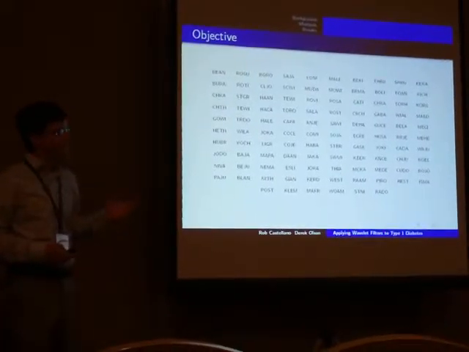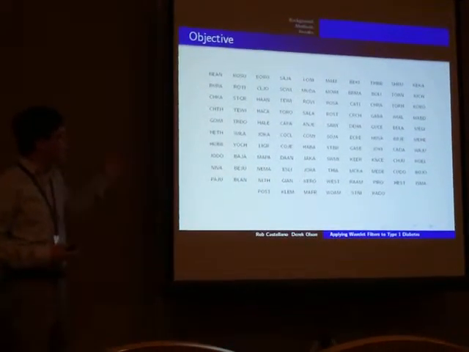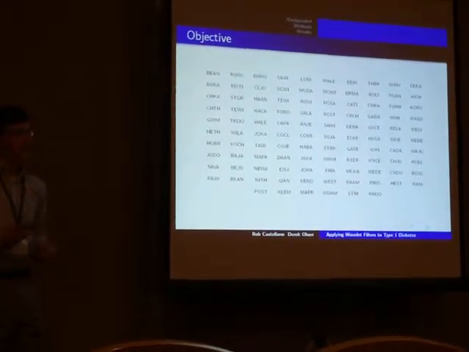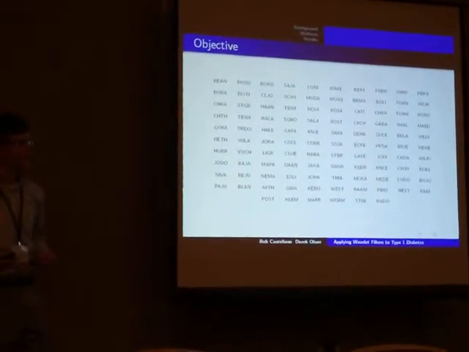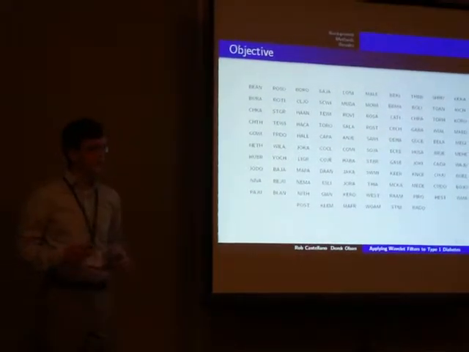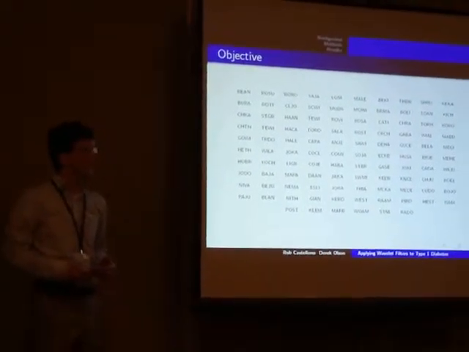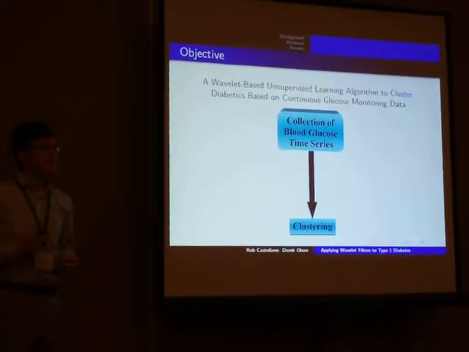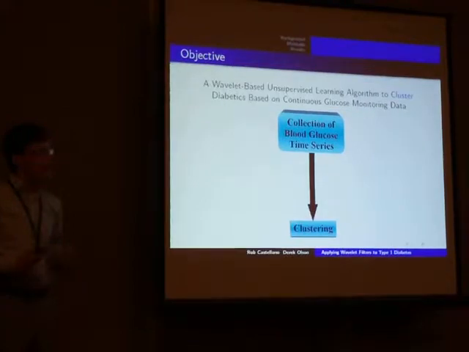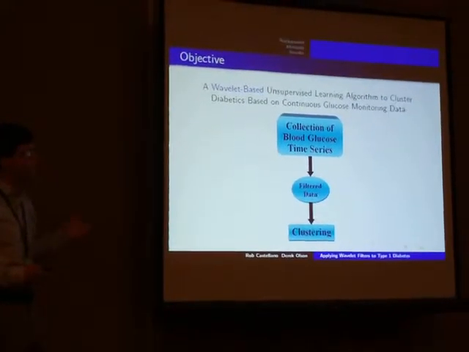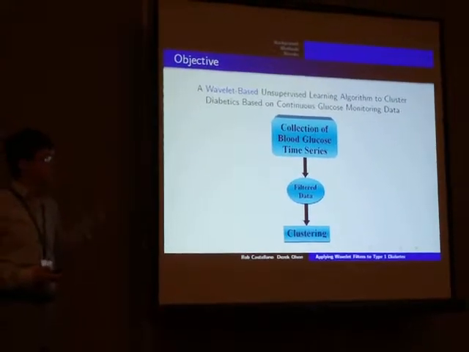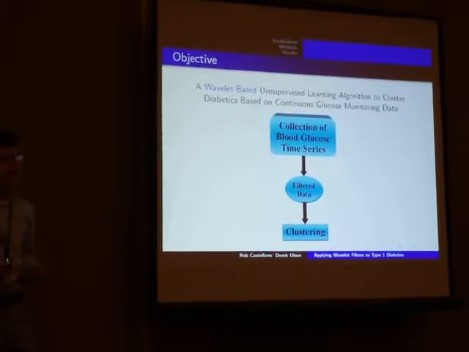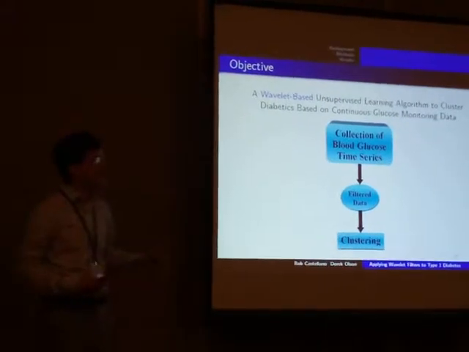We had 106 real type 1 diabetics, denoted by a 4-letter code. Each diabetic had, on average, a little over 60 days of data with 288 readings per day. So we had a lot of data to work with. And what we wanted to do with this data was cluster the diabetics based on some inherent property that they shared. The way we went about doing this was using a wavelet-based filter to filter our time series, get filtered data that was in a way easier to analyze, and then from that data we got our clustering.